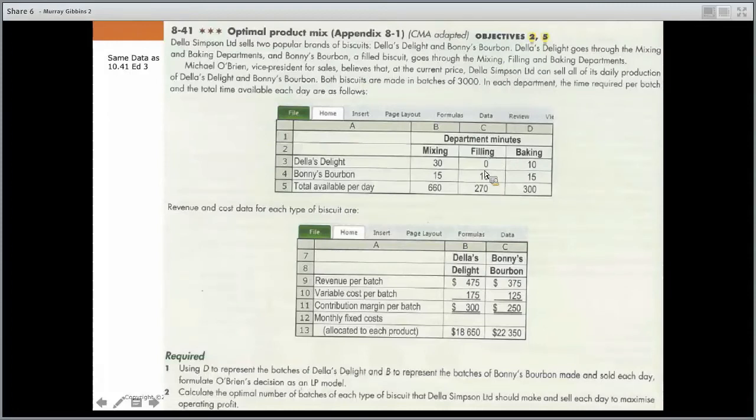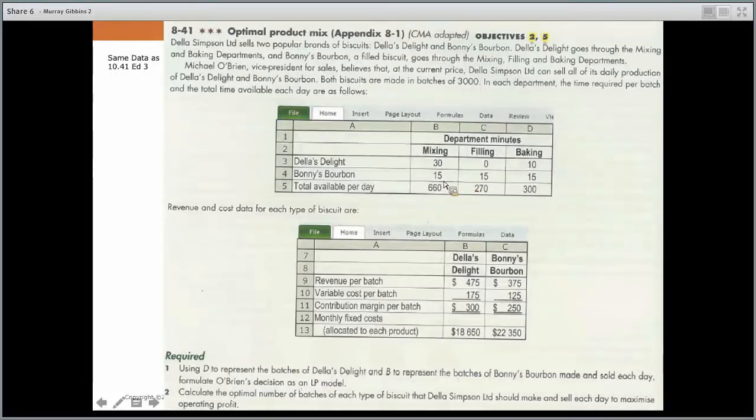They go through different departments. Bonnie's Bourbon is the only one that needs to go through the filling department. And we've got a maximum 270 minutes available in the filling department and Bonnie's Bourbon needs 15 minutes. So we've immediately got a constraint, a time constraint here, if you like, a resource constraint for the filling department. Let's look at baking. Della's Delight needs 10 minutes in the baking department. Bonnie's Bourbon needs 15 minutes, and the total number of minutes available in the baking department is 300.